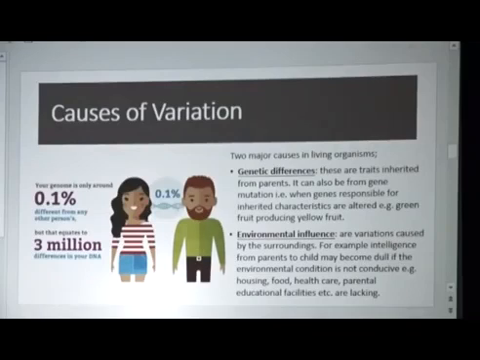Then, this variation in organisms of the same species, what are the causes? You are a human being. You are able to recognize individuals, your friends. If you have about 100 friends, you'll be able to recognize them. What are those causes of variation, these differences?